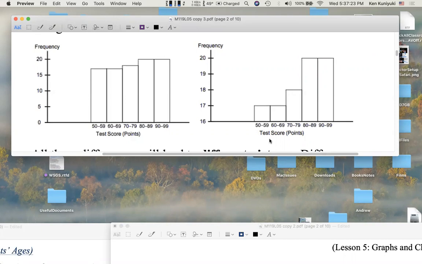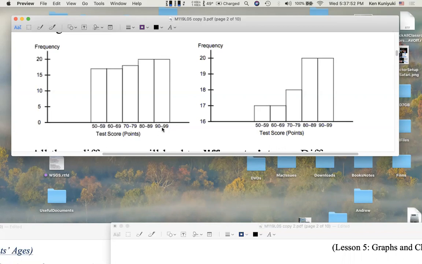Let's say that these two teachers then report their frequency histograms to the principal. The first teacher, teacher A, gives the principal this frequency histogram on the left. Teacher B gives the principal this frequency histogram on the right. Now, at first glance, the principal might be thinking, oh, wow, look at this comparison here.